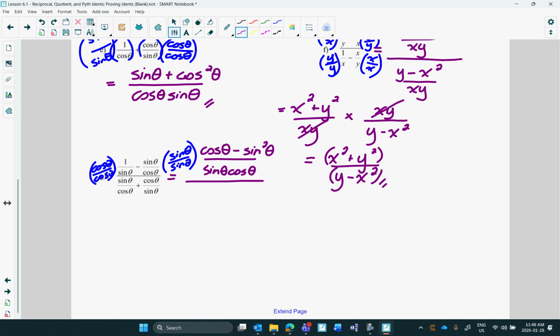On the bottom, well, same LCD, lowest common denominator. You can write it cos theta sine theta, but I'm going to write it so it's consistent with the fraction up top. Which means I have to multiply the first fraction by sine theta over sine theta, and the second fraction by cos theta over cos theta. And what do I end up with up top?